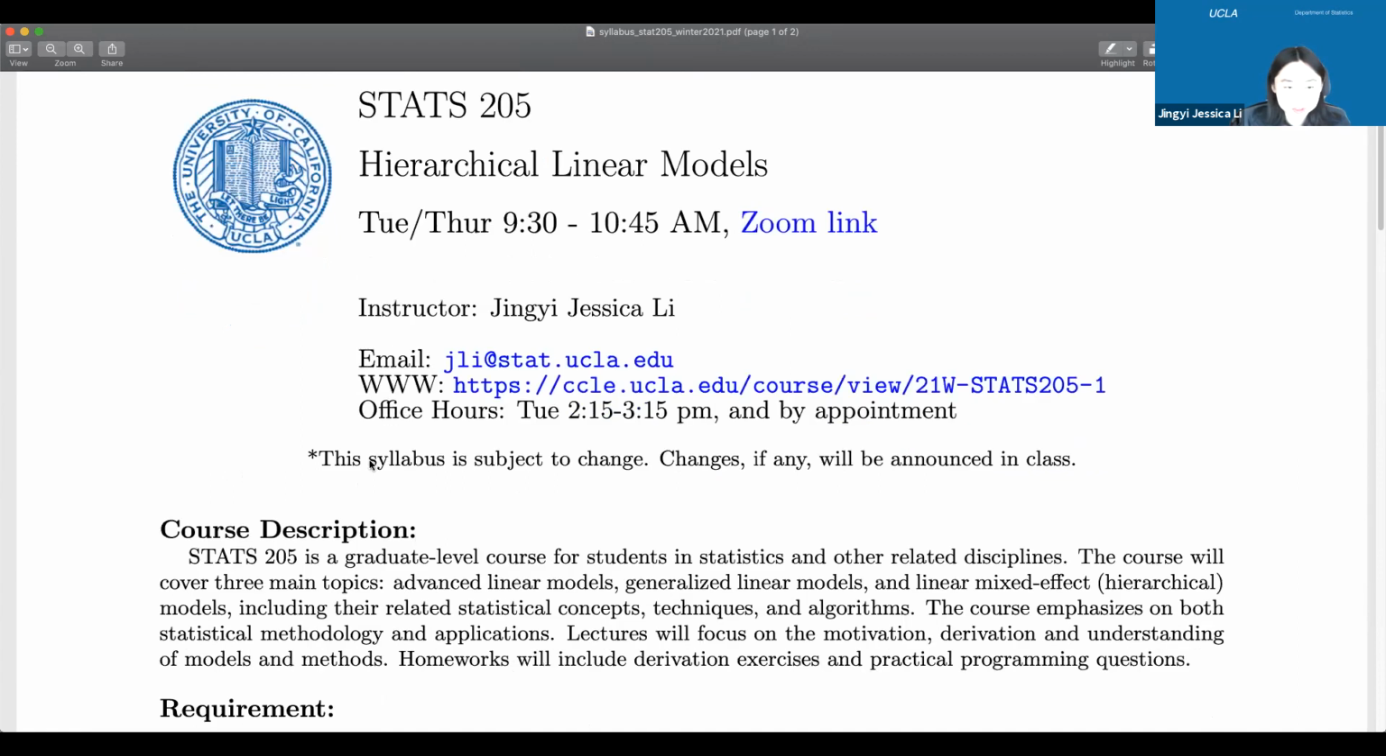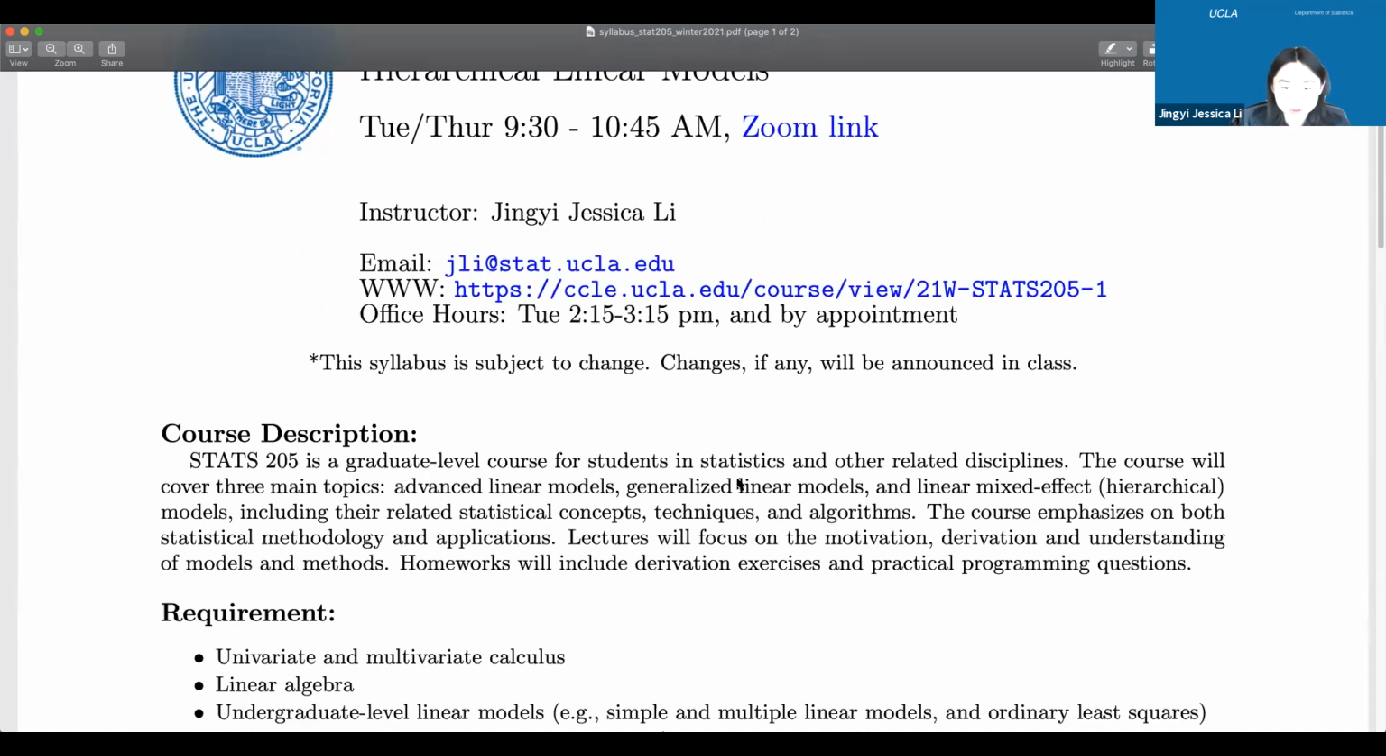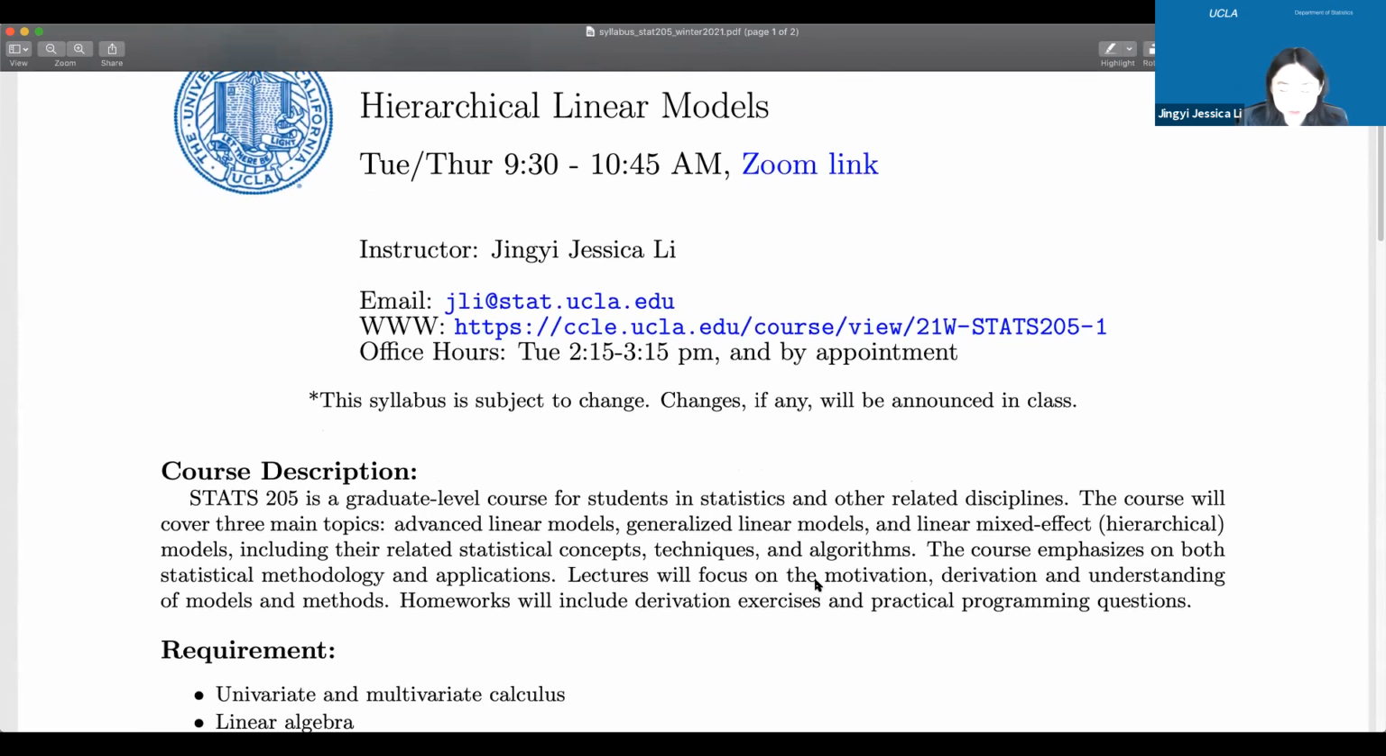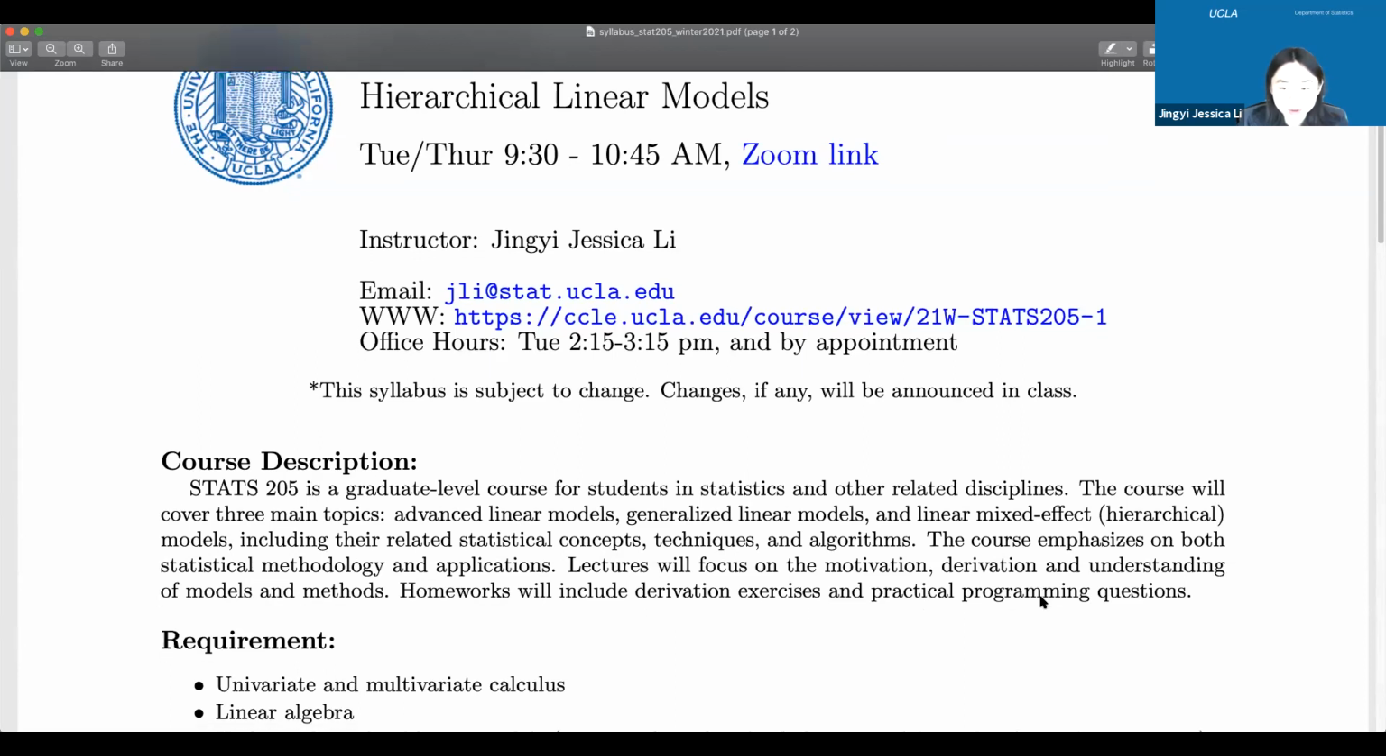In short, this is a graduate level course for students in statistics and other related disciplines. We will cover three main topics: advanced linear models, generalized linear models, and linear mixed effect models, which is also called hierarchical linear models. So that's our title. They are just two terms for the same concept, including their related statistical concepts, techniques, and algorithms. The course emphasizes both statistical methodology and applications. Lectures will focus on the motivation, derivation, and understanding of models and methods. Homework will include derivation exercises and practical programming questions.